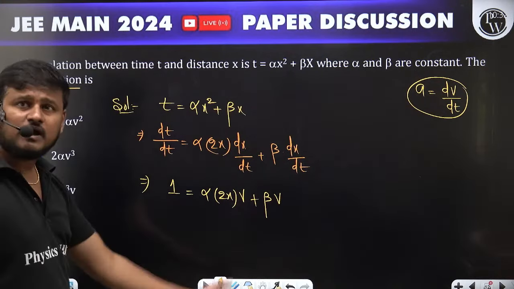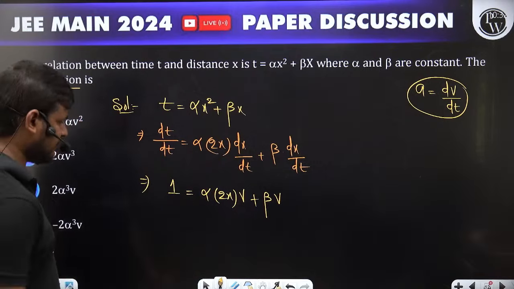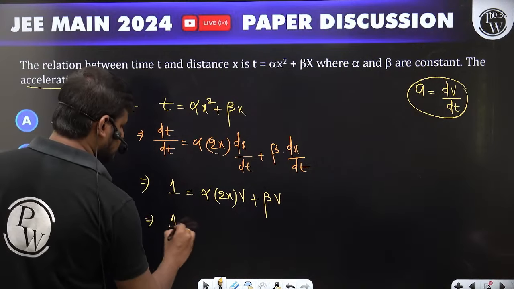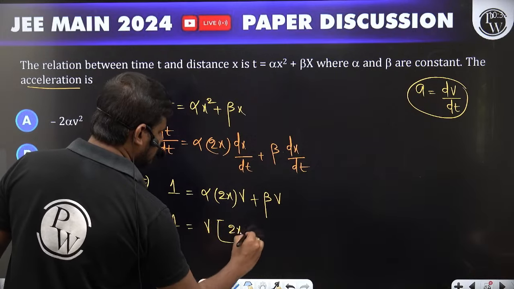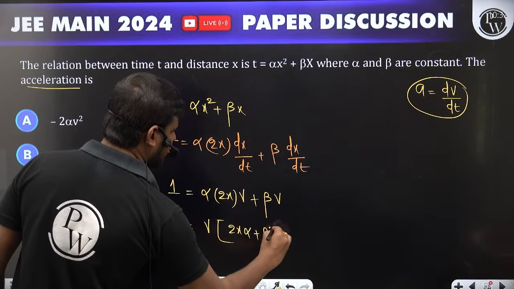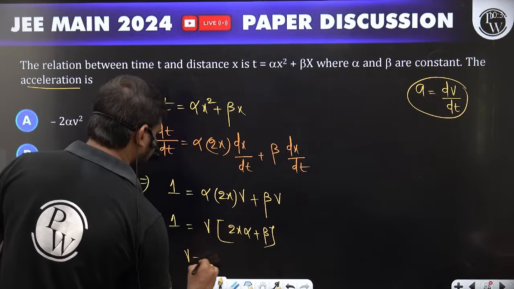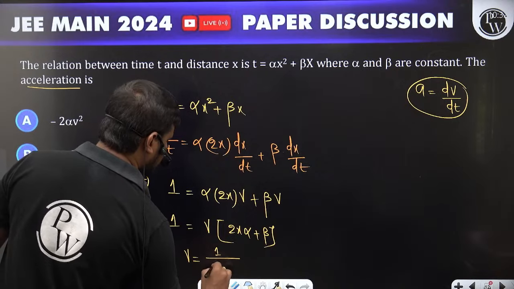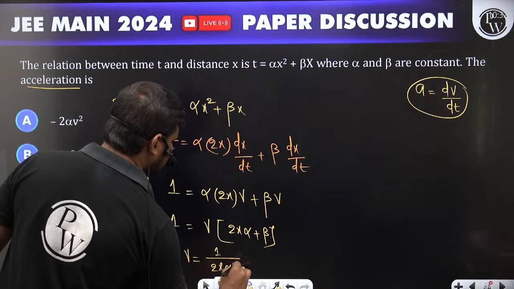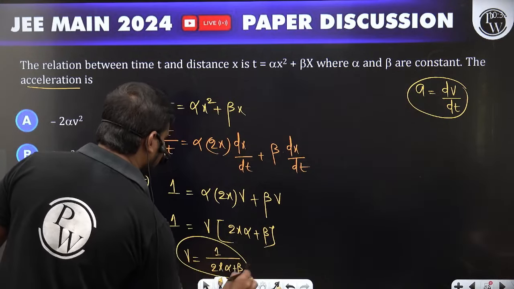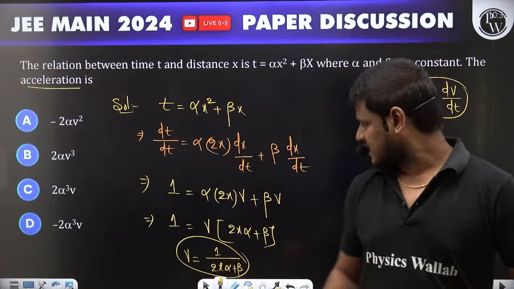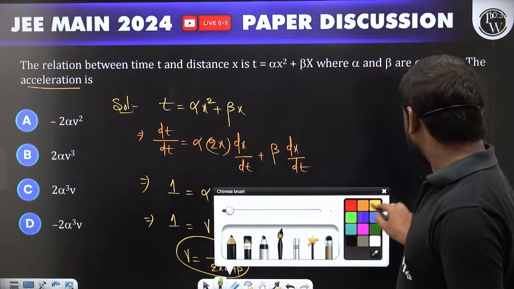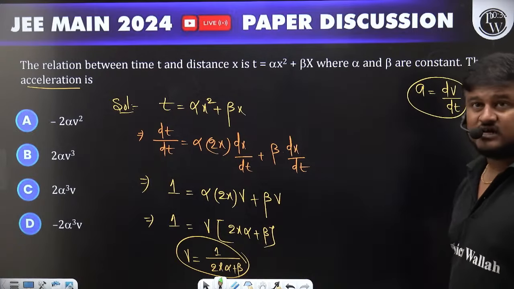So somehow I managed to get the velocity from here. So 1 is equal to v, taking common, 2x alpha plus beta. So from here the velocity v will be equal to 1 by 2x alpha plus beta. Got it? Chal. So now our ultimate aim is to get the acceleration A.